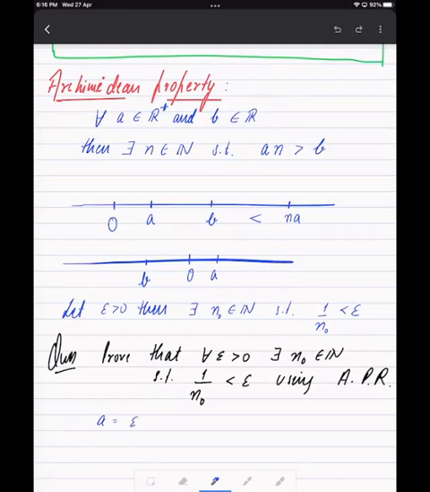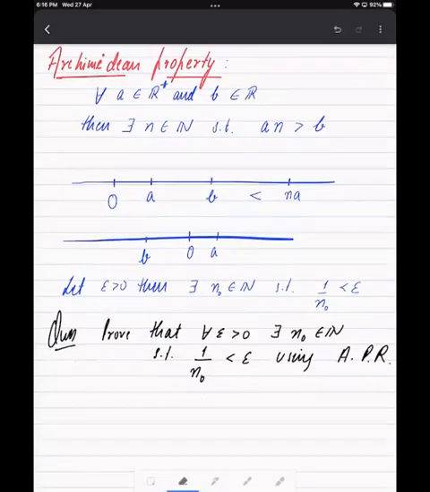There's no problem in taking it, because the Archimedean property says B can be any real number, so I've just taken 1. But then B also has to be greater than 0. Sorry, greater than A. Yes, greater than 1. So it can be 1.